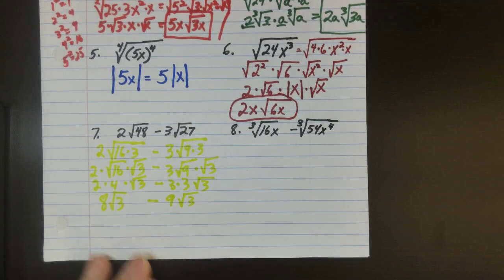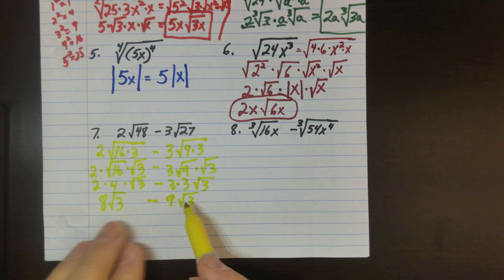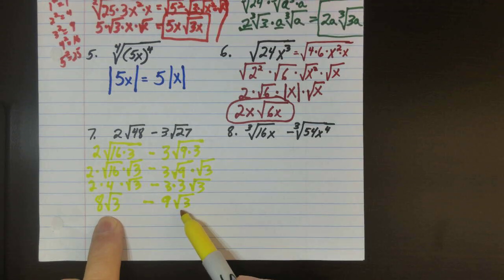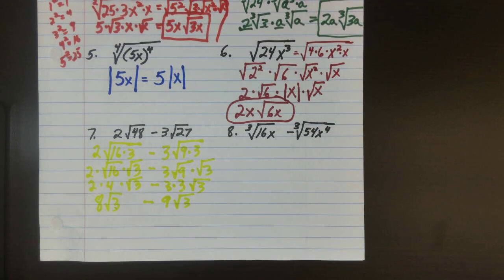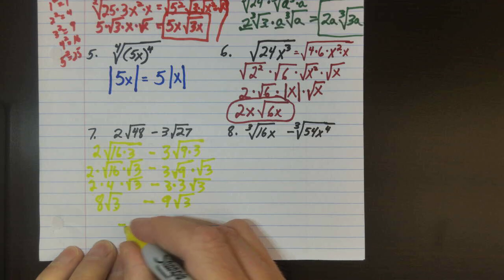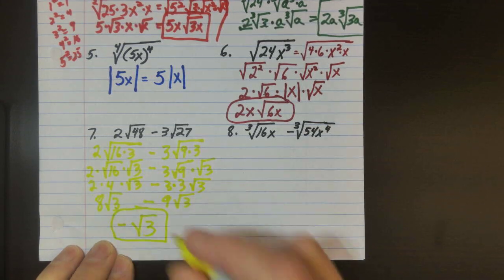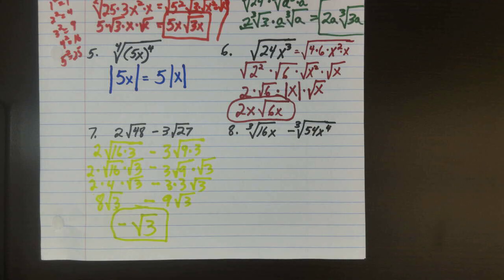Now, we are not done yet, because these are considered to be like terms. It's like 8x minus 9x is negative 1x. 8 radical 3 minus 9 radical 3, the radicals are the exact same, is negative 1 radical 3. And this is my simplest answer, which I'll leave as my final answer.